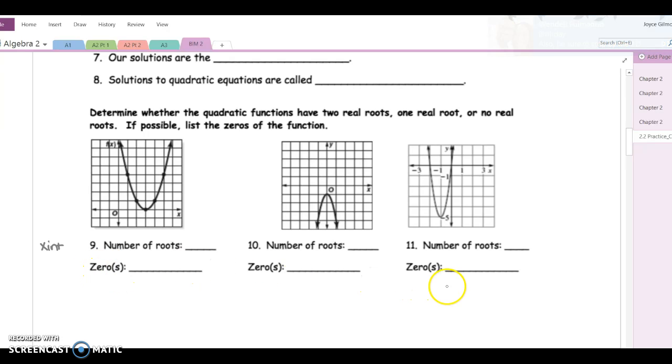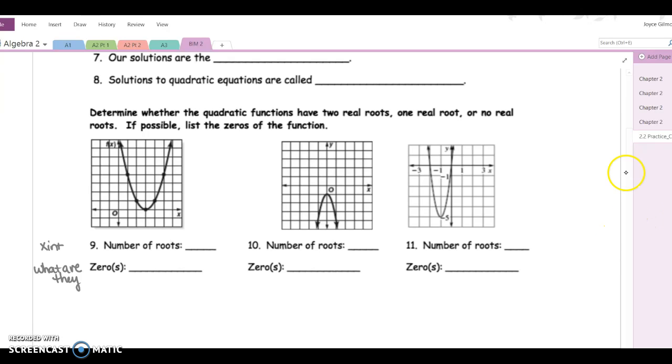Then on the bottom line, it asks for the zeros. It's basically saying, okay, so what are they? So if there's one x-intercept, what is that x-intercept? What is the x value of that x-intercept?